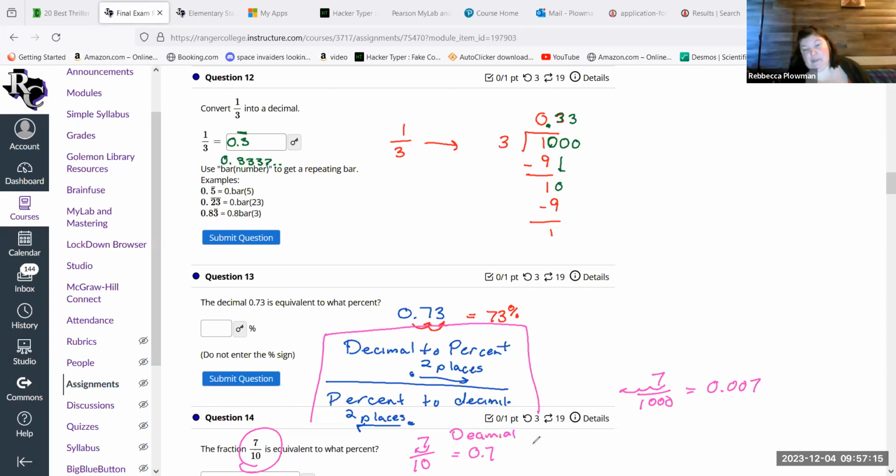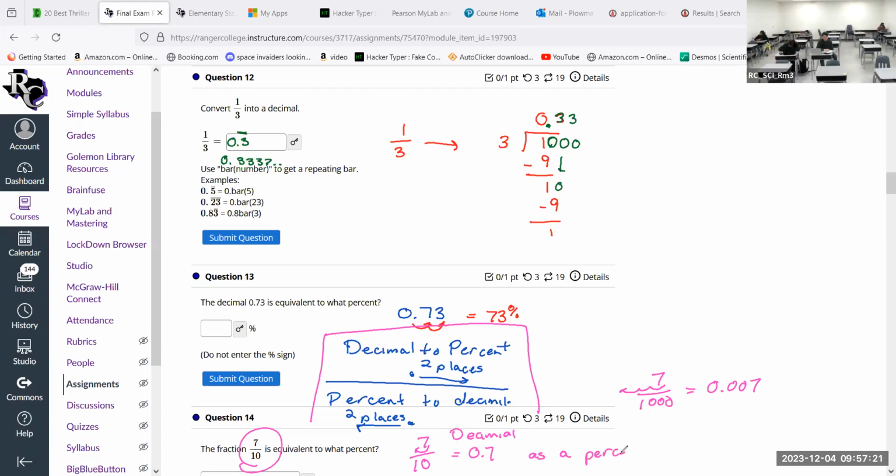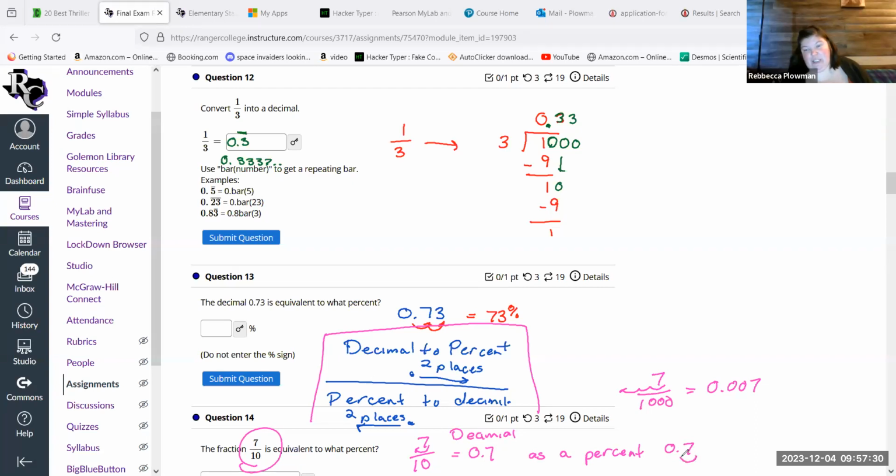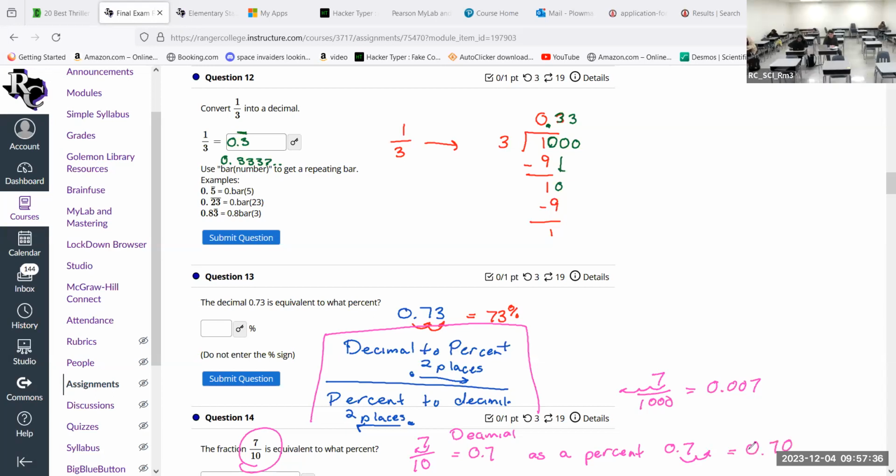So if I want to write it as a percent, that means that because I'm going from decimal to percent, I'm going this way once again. And that's giving me 70.